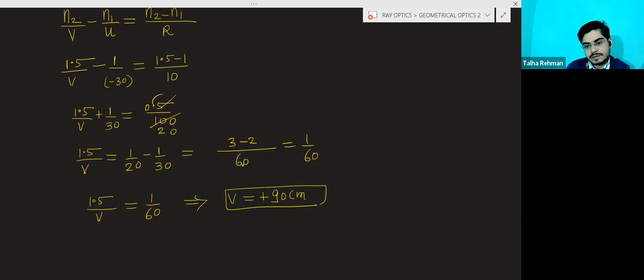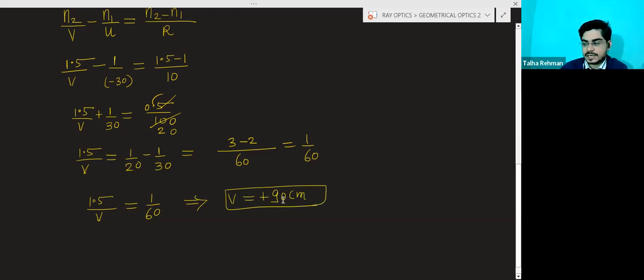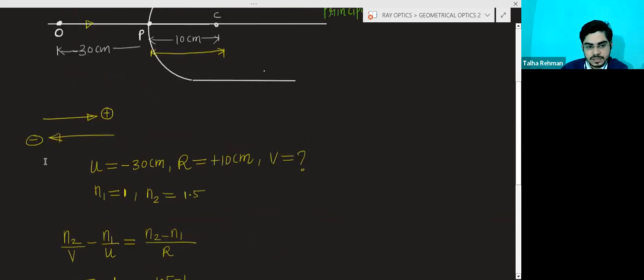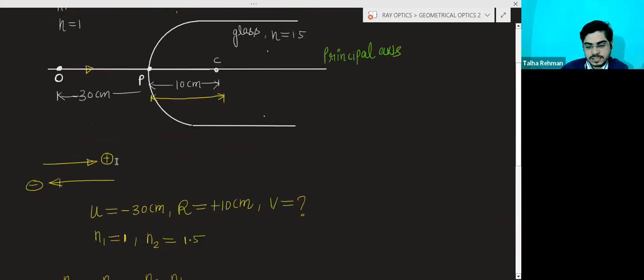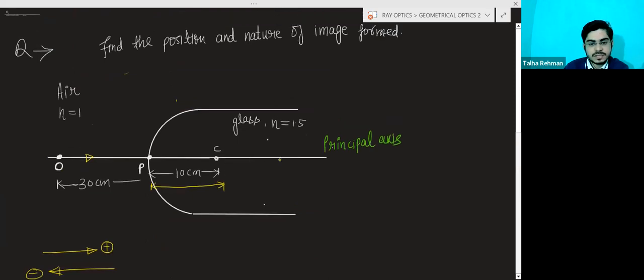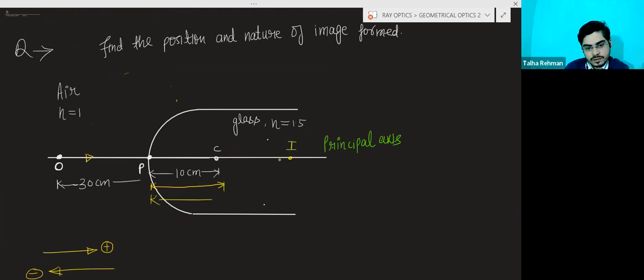So you are getting the image distance plus 90 centimeter. Plus 90 centimeter means the image is forming in this direction from the pole. So the image is forming at a distance of 90 centimeter, somewhere here, at a distance of 90 centimeter. This will be the image position.